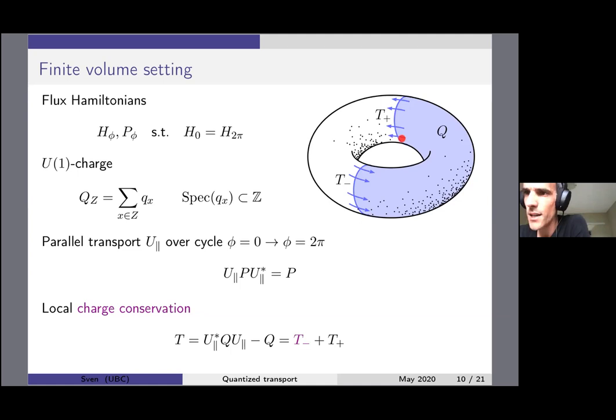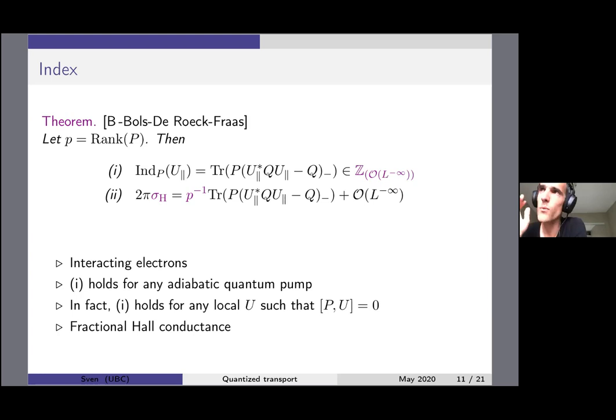You only care about what happens across this particular line. So you just want to look at this particular contribution, T minus. And with that, you can indeed prove the following thing. So in this particular context, I will have exactly that H0 is H 2 pi. That was a question that was asked to me.